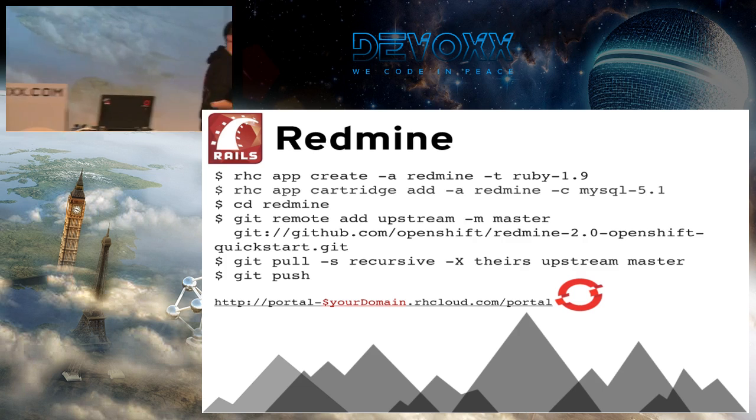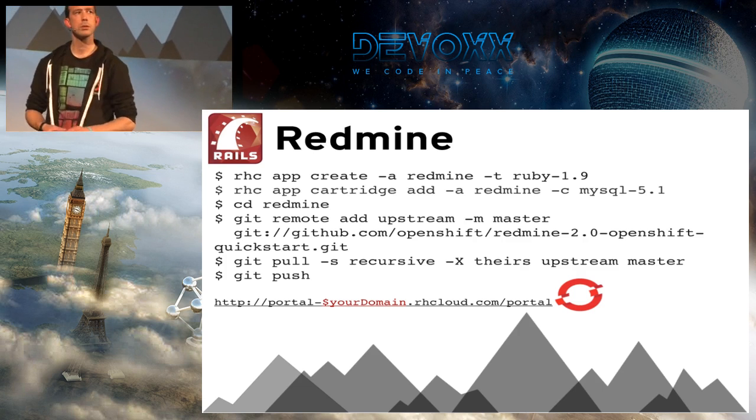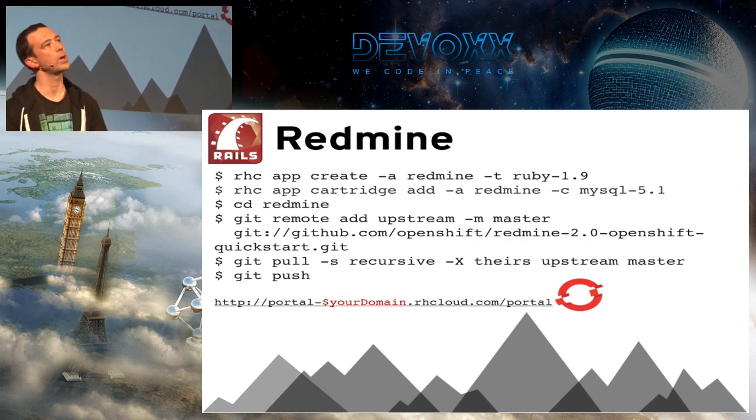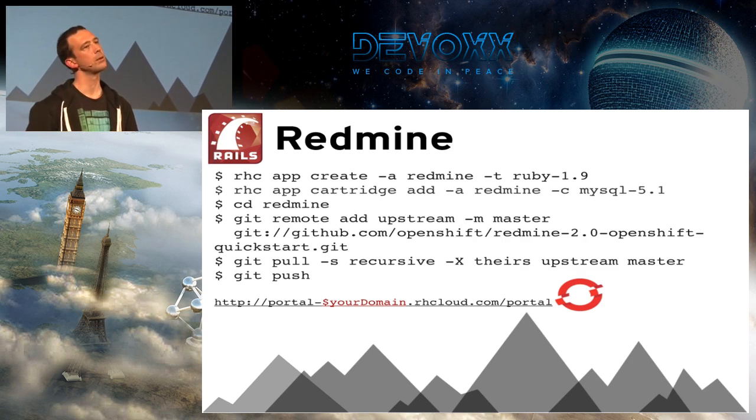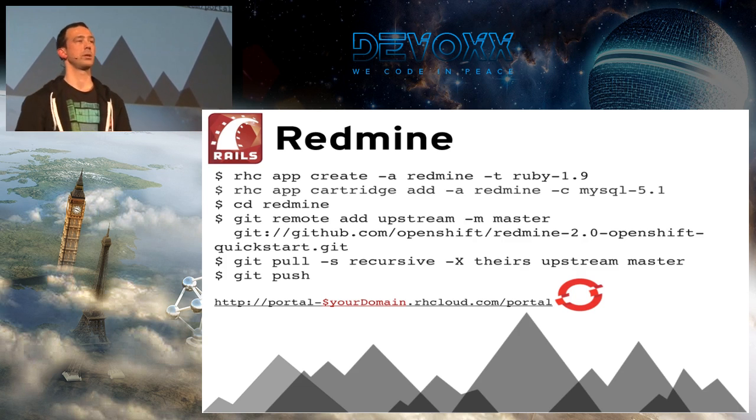What would happen if we have cloned the upstream code and then pushed it to OpenShift? Okay, so you're taking a clone that doesn't have an OpenShift base, and you just push it to OpenShift.